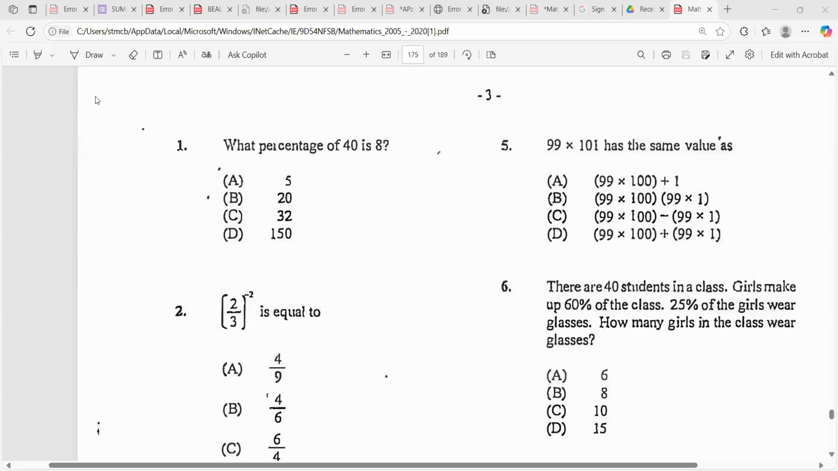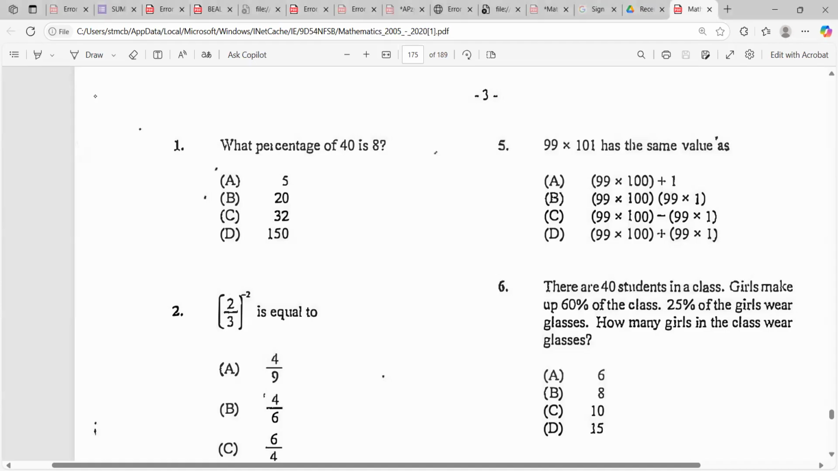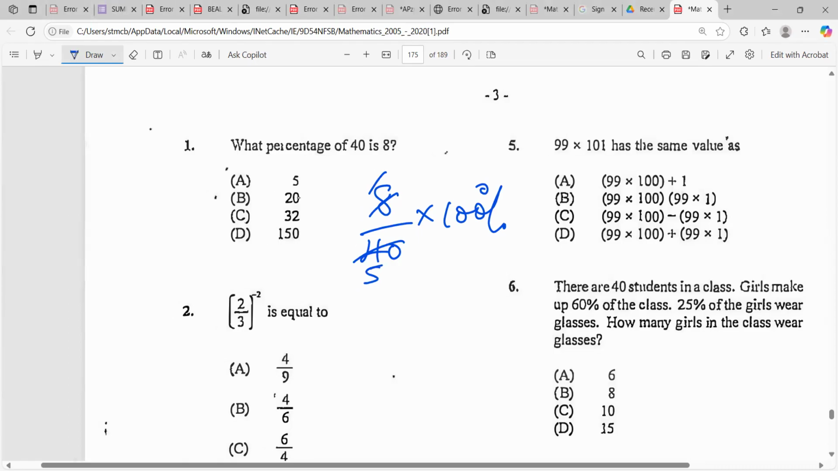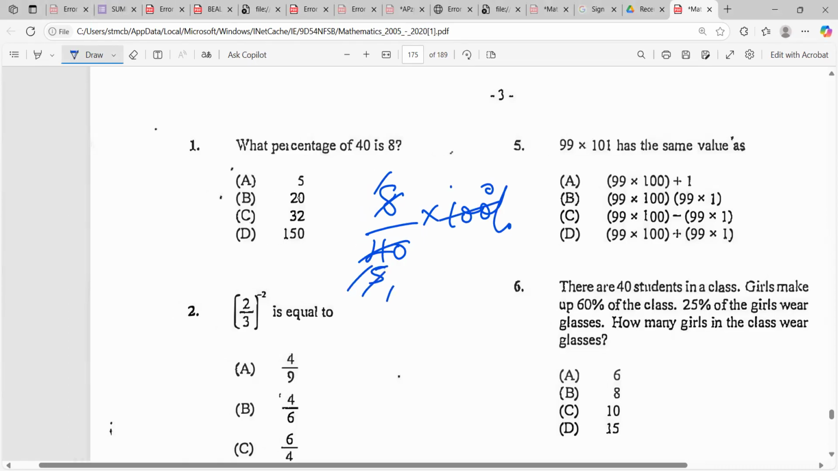Number 1 says, what percentage of 40 is 8? So basically, this is a repeat question, right? So, 8 over 40 times 100%. 8 into itself 1 time, 8 into 40, 5 into itself 1 time, 5 into 100 is 20. So that would have been 20%.